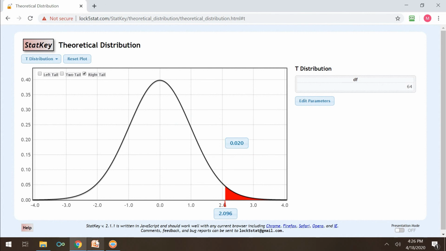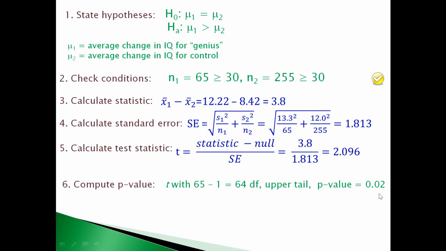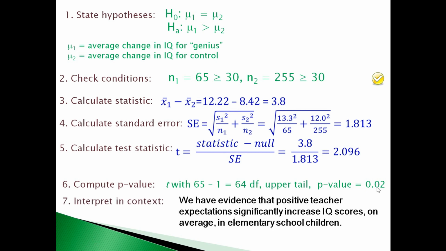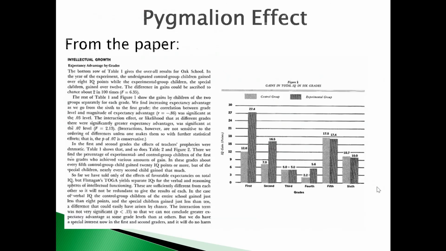So let's go back. The last step is to compare the p-value to alpha. The p-value here is smaller than alpha. Then I will reject the null and say that we have evidence that positive teacher expectations significantly increase the IQ scores on average in elementary school children.